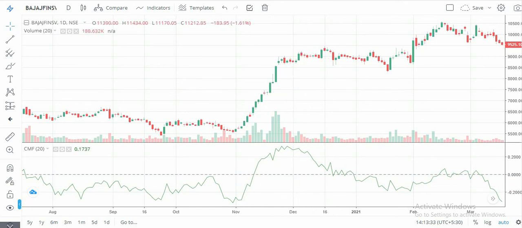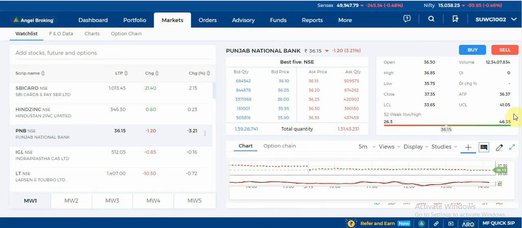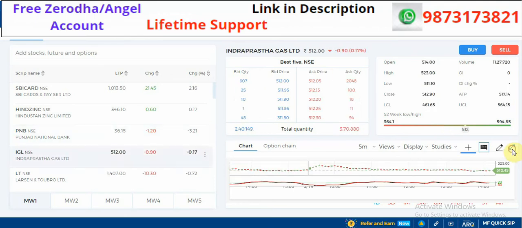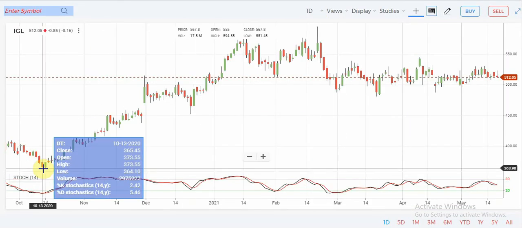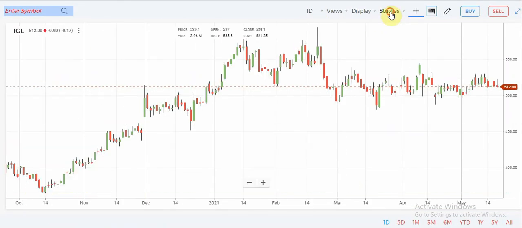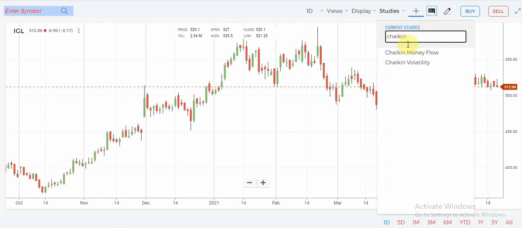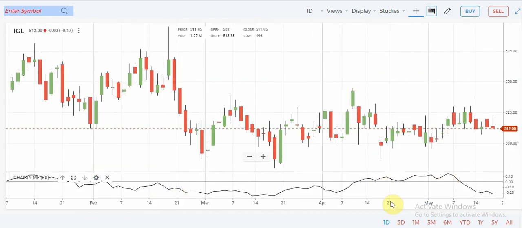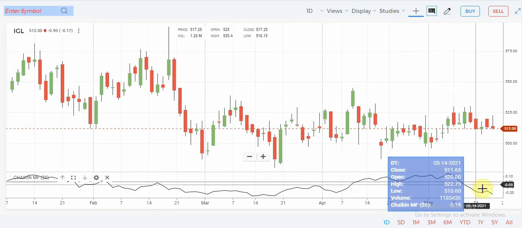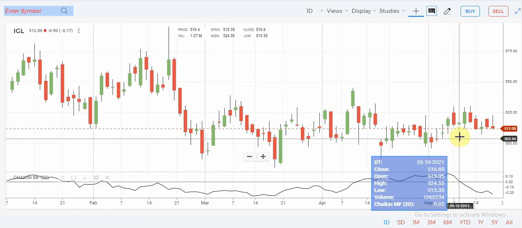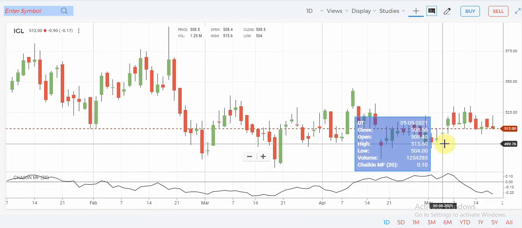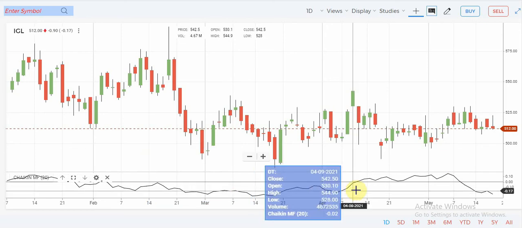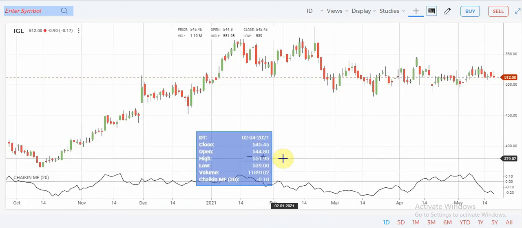I will also show you in Angel Broking how you can use this indicator. For example, IGL, I will open the IGL chart, and the daily chart will open. Other indicators I'll delete. We'll go to studies and type the indicator Chaikin Money Flow. You can see this is the zero line and this is the black line here, which was green in Kite, so it is black. When it crosses below, you can take a sell call, and when it crosses above, you can take a buy call.